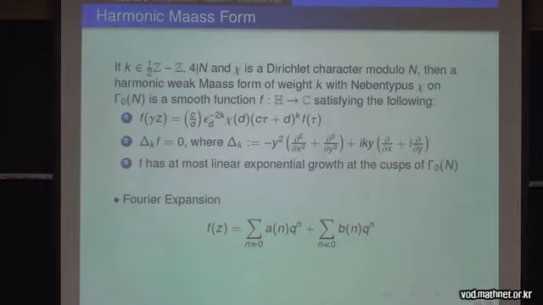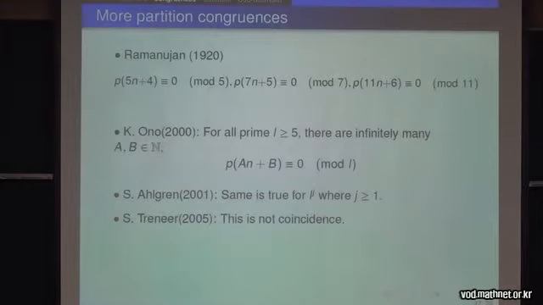And then I'm going to introduce one result using this type of understanding of mock theta functions. To motivate the question, I'm going to introduce some partition congruences again. As I mentioned before, Ramanujan proved three congruences of the partition function. And then 80 years later, Ken Ono proved that actually there are infinitely many congruences for every prime larger than or equal to 5.